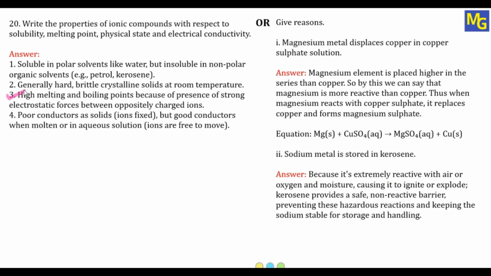Then third, we are going to see about the melting point or boiling point. Here in the question they have asked melting point, so you can write it for only melting point. Here I have written for both. Always ionic compounds have high melting point and boiling point.